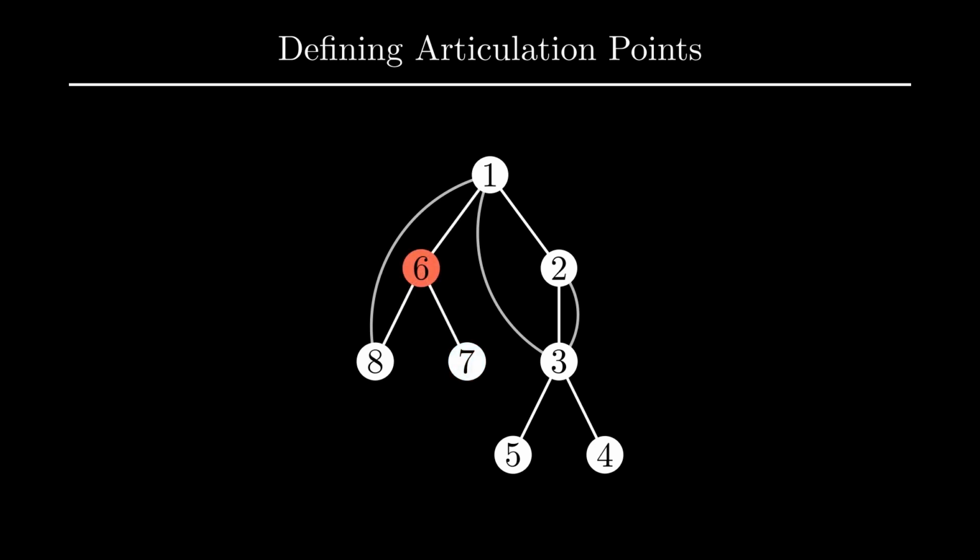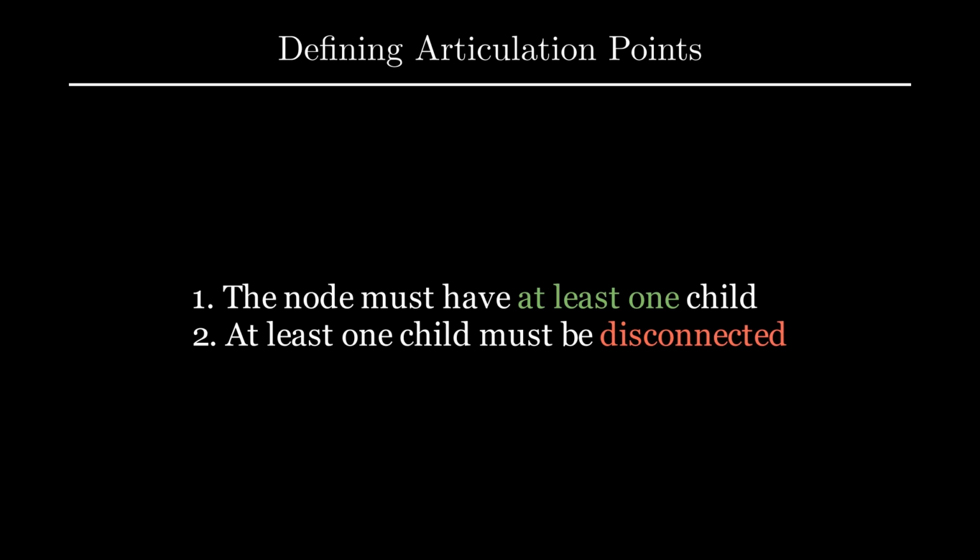It's very similar to finding bridges. In fact, we'll use the same depth and low values as before. But in this case, we know the node being removed must have at least one child, and one of its children must become disconnected when it is removed. Can you figure out the condition?